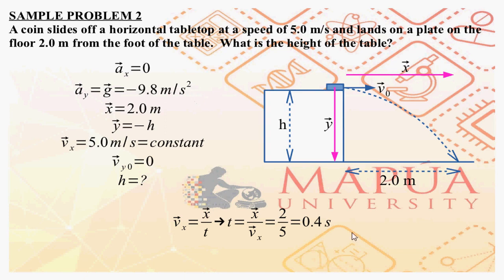Displacement along the horizontal motion is 2 meters. Consult the figure. And so positive direction to the right. So positive 2 meters is equal to x. Whereas the displacement along the y-axis is downward, equal to negative h.